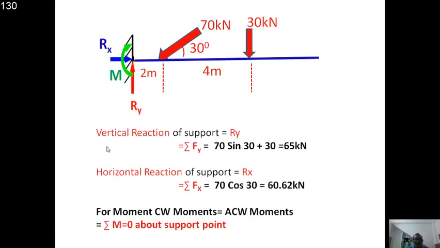I applied the same thing here and you can see that the vertical reaction of support Ry is equal to 70 sine 30, because the sine component will be taken since it should be vertical. For the vertical you require sine 30, right? This is the angle, hence I took the sine 30. Then the vertical 30 is added, so 65 kilonewtons.